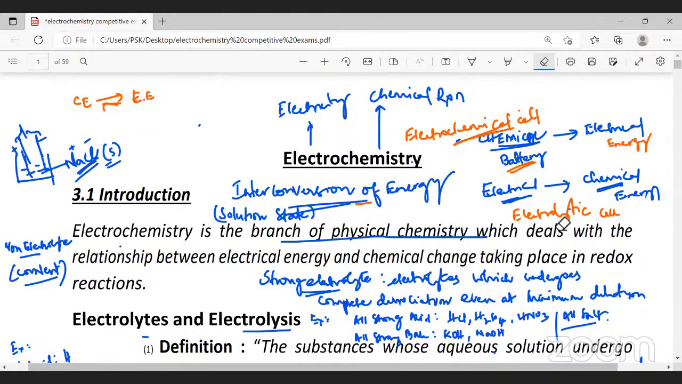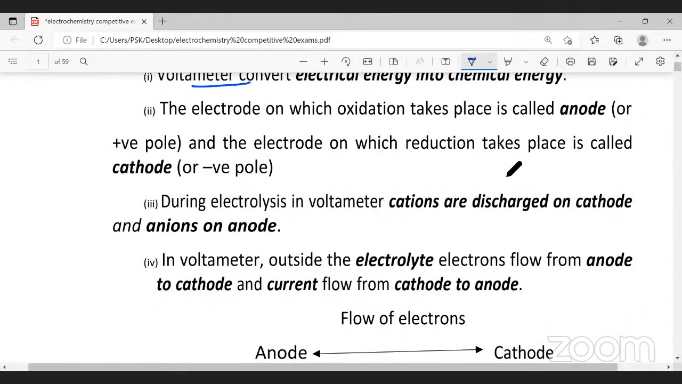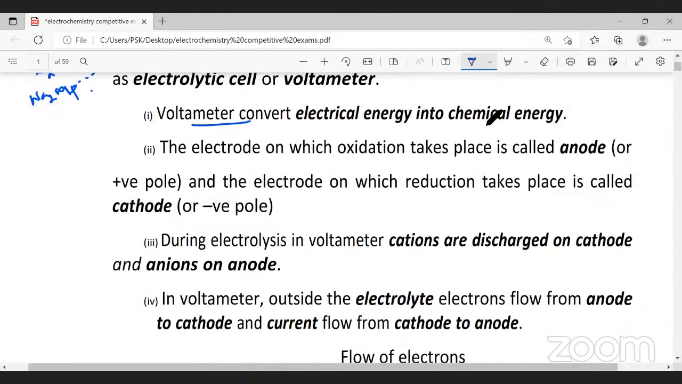Electrical energy into chemical energy is called an electrolytic cell. Chemical energy into electrical energy is called an electrochemical cell. I have written it here. That's right. So a voltameter is a cell with which electrical energy is converted into chemical energy.